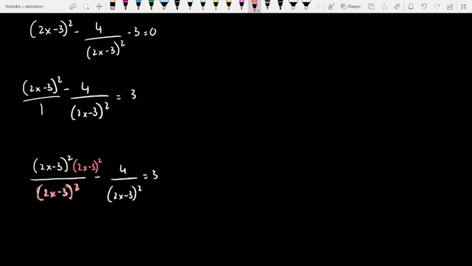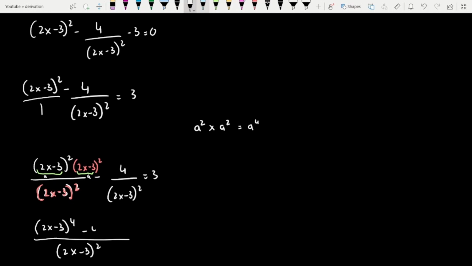So I'm going to multiply the numerator over here, and you can see that this entire bracket is the same as this entire bracket. It's like asking yourself, if you have an a to the power 2 and it's being multiplied with another a to the power 2, what's the answer going to be? Well, it's just going to be a to the power 4. So imagine this bracket was an a and this bracket was an a as well. The answer is just going to be (2x minus 3) raised to the power 4, and then in the denominator you have the LCM, of course, (2x minus 3) squared, and you have all of this.